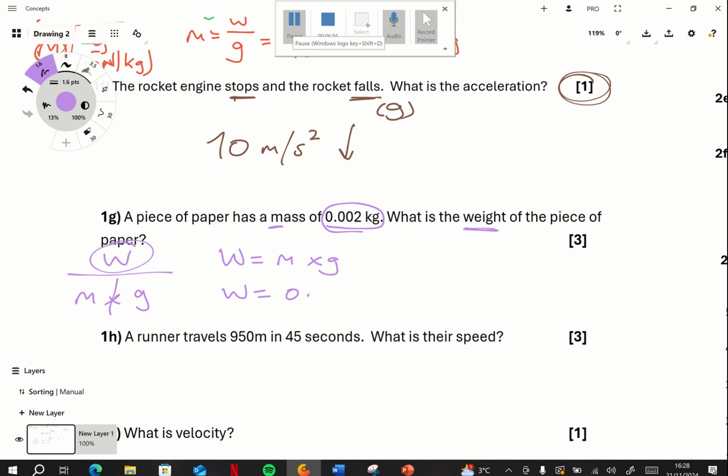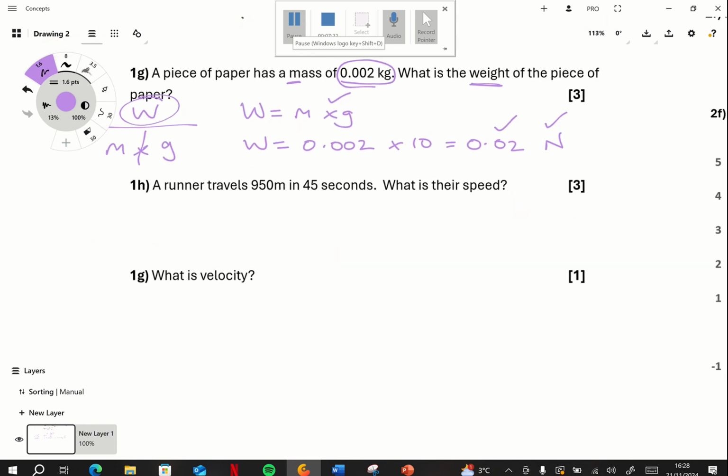W equals 0.02 times 10, or whatever value. If they tell you in an exam the value is 9.81, you use what they tell you to use. If the value is not there, use 10. So this is going to equal 0.2. And then weight. Weight is a force, newtons. And it'll be towards the centre of whatever object it's placed on. Marks 1, 2, 3.